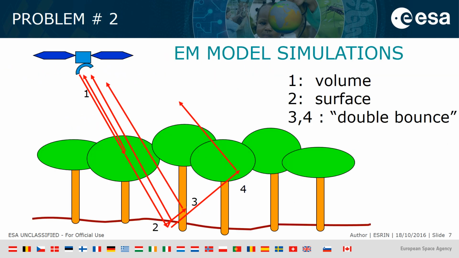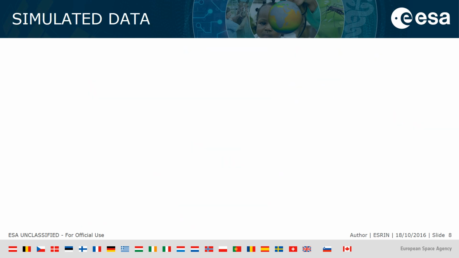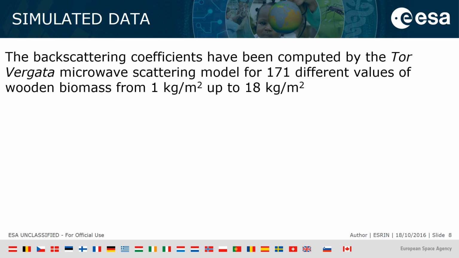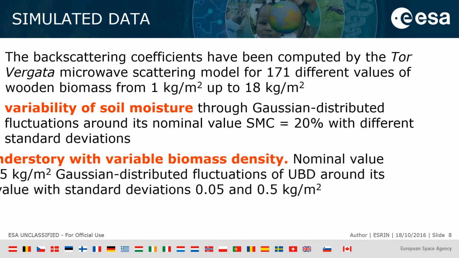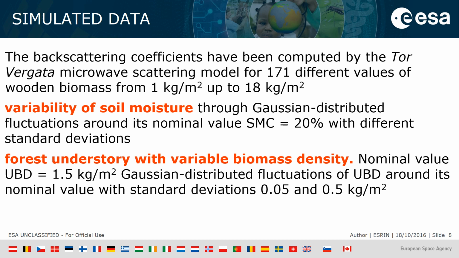The other possibility, the other approach, was to use electromagnetic model simulations. So we have to take into account in this case 4 different scattering mechanisms: volume scattering, first scattering, and double bounce scattering that are indicated here. We use the Tor Vergata microwave scattering model to generate 171 different values of woody biomass, but this was also combined with different scenarios regarding the values of soil moisture and regarding the values of biomass density of the understory.